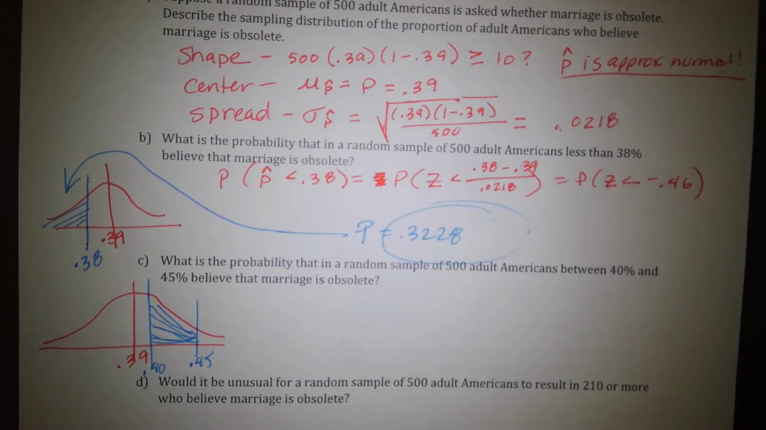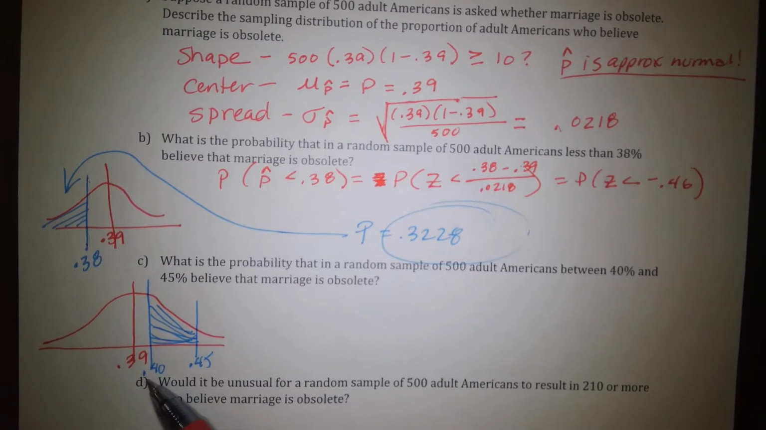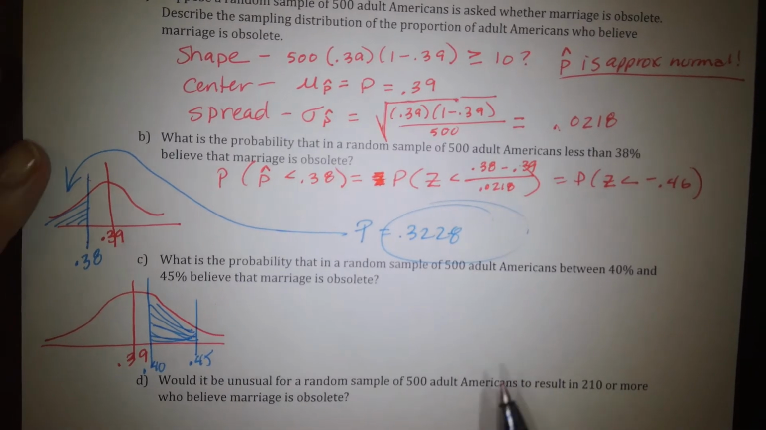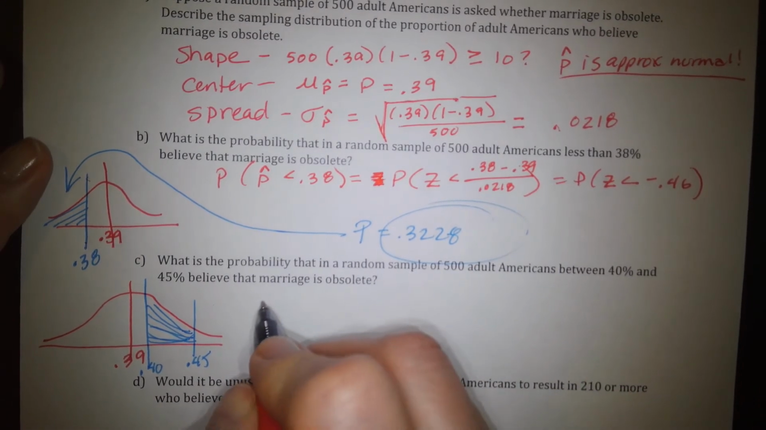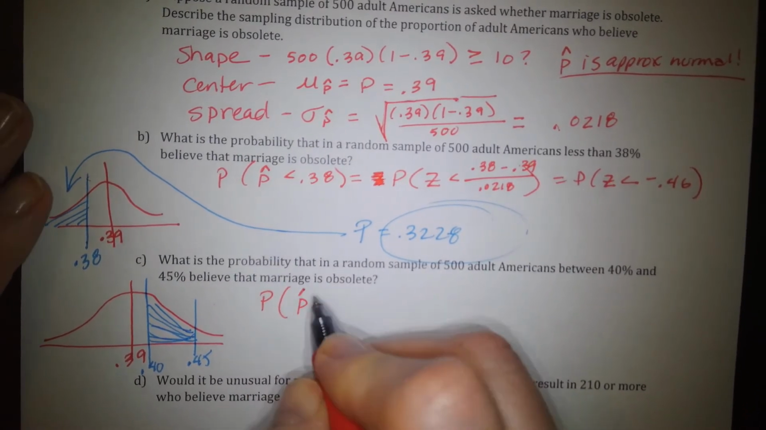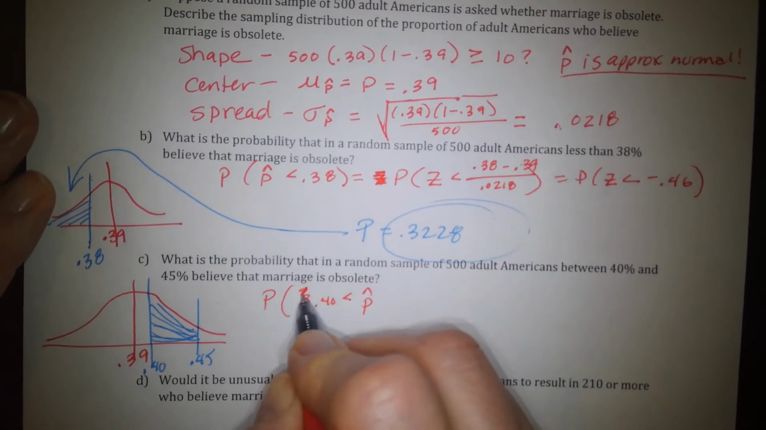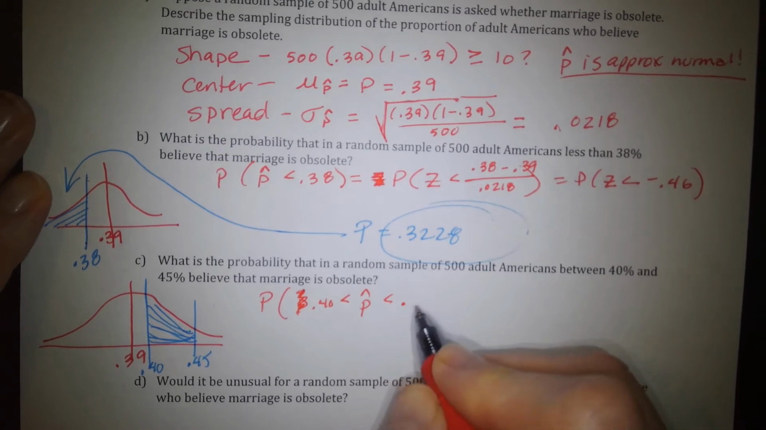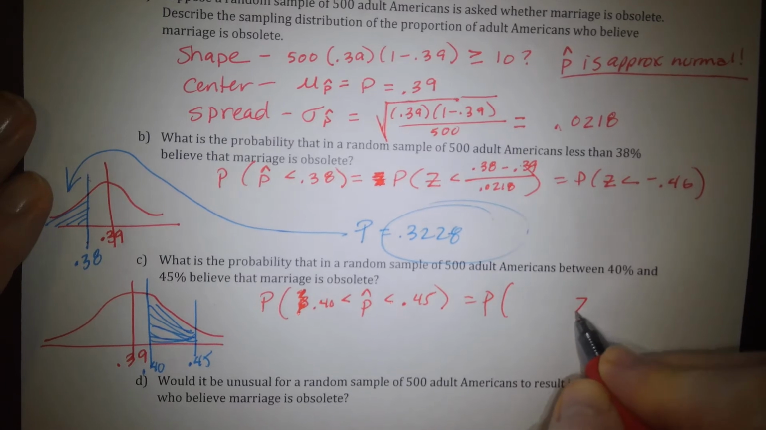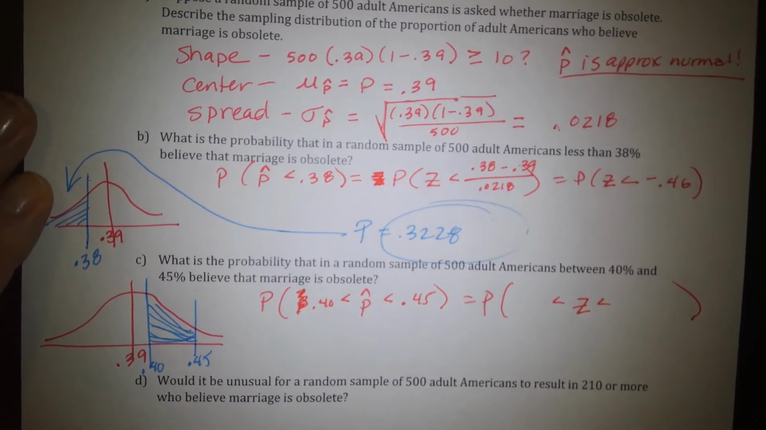So we're going to do the same thing we did up here. We're going to find the z-scores of each of these data points. Then once you find the z-scores of each of those, we're going to subtract those probabilities. So we're going to find the probability that p-hat is in between 0.40 and 0.45, which means I need to find the probability that z is in between what two numbers. So to find the z, I have to find each of them independently.